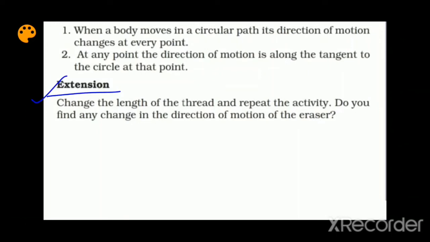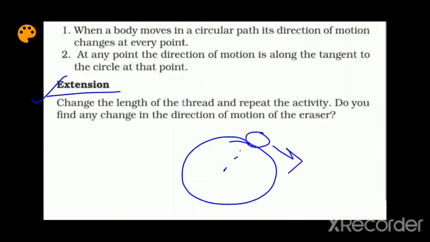That is, you have to tie the eraser at one end and you have to rotate the eraser, making it a circular path. Do you find any change in the direction of motion of the eraser? And you will notice that there is no change in the direction of the eraser. This time also, the eraser will change its direction to keep it in a circular track, and also the direction of motion will be along the tangent.